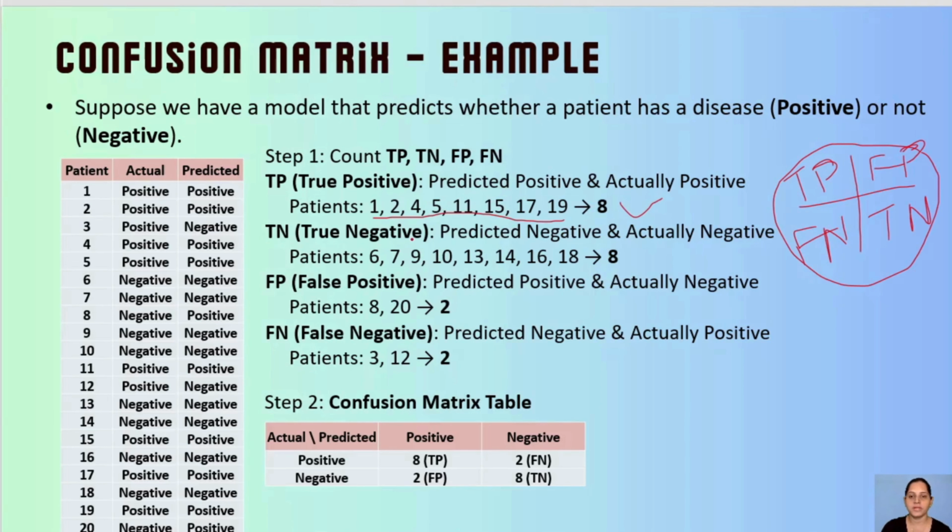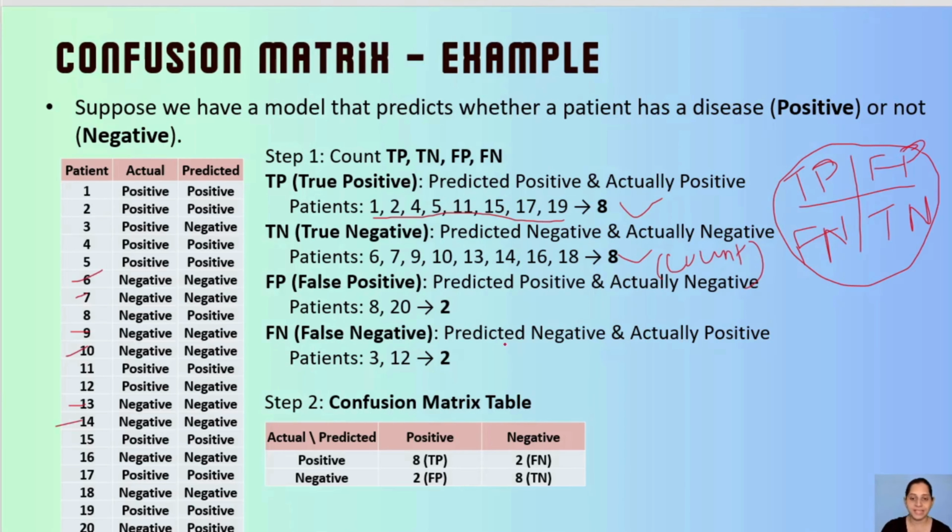Then the true negative: predicted negative and actually negative. That means both should be negative. Just to verify, 6, 7, yeah, it's true. 9, yeah, both negative are there. 10, both negative. Then 13, we both have negatives. 14, negatives are there. 16, 18. So we are correct. It's just a count. This is the count, right?